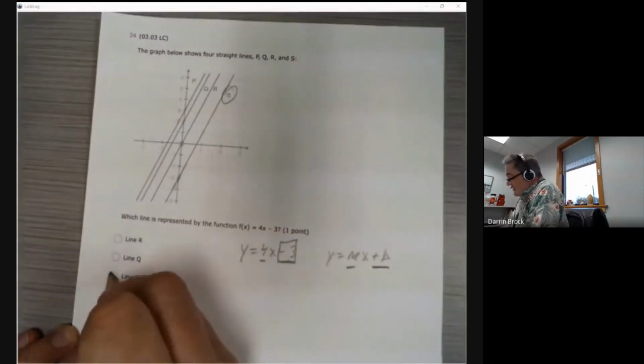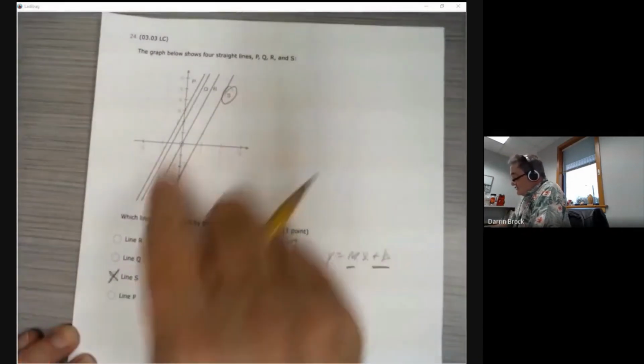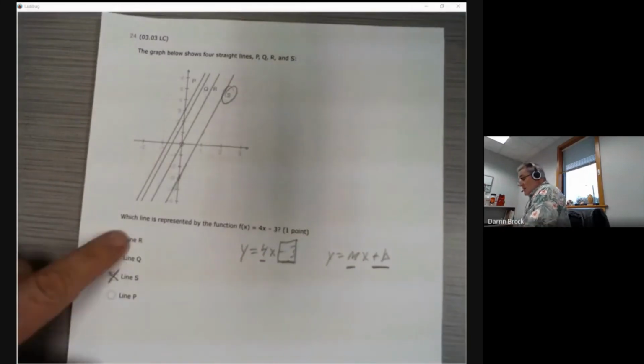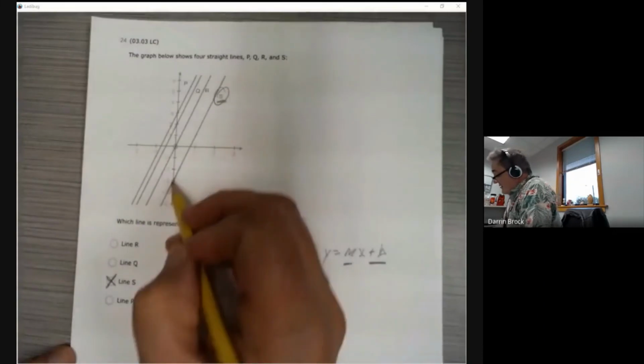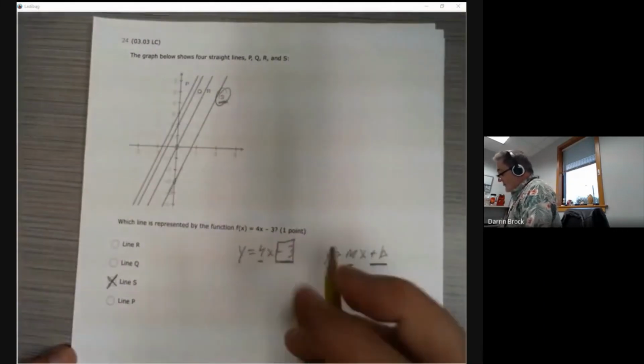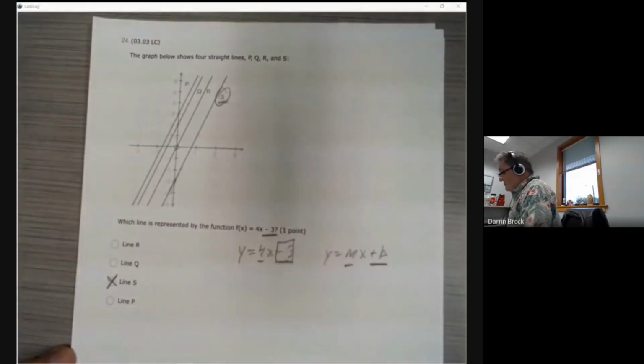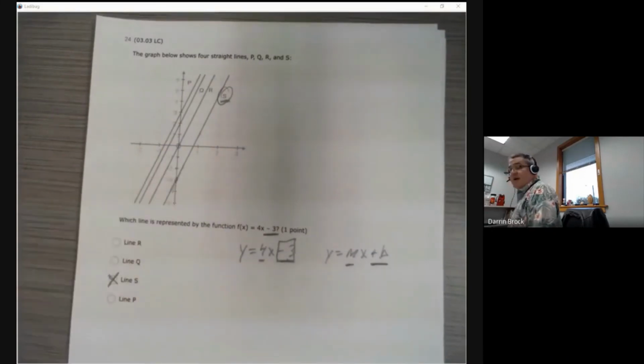So it has to be line S. Don't just choose the last one. Look, these are not in the same order, R, Q, S, P. We want line S because it has the right y-intercept. That's the only difference. You're looking for that y-intercept. None of the others cross the y at -3.